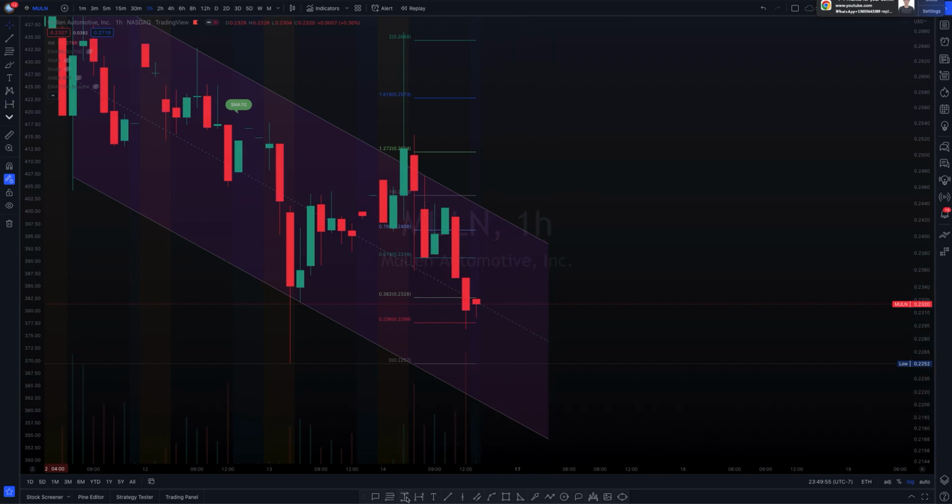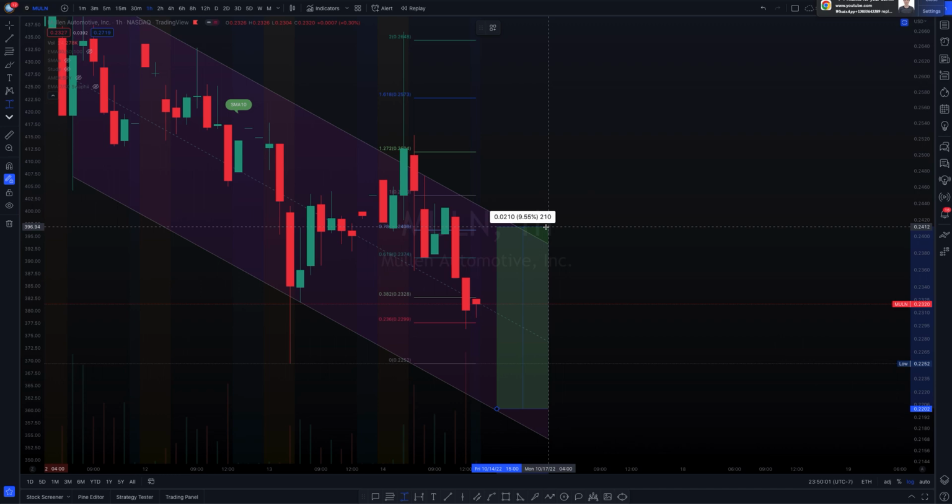Sorry, let me go ahead and grab this one here. This momentum trade can present about a 10% gain in a day. So just over 9%, which could be pretty good. Now, if you're averaging down, obviously it's going to be around 8.5%.